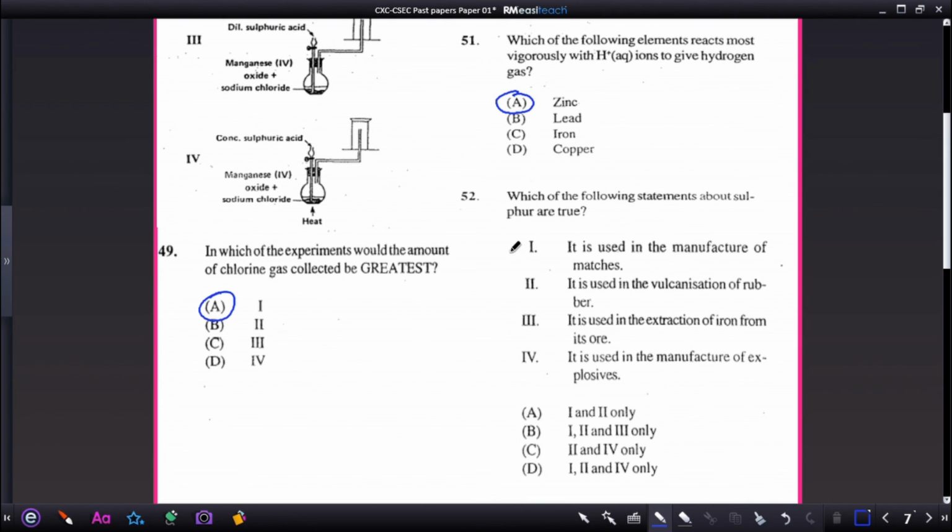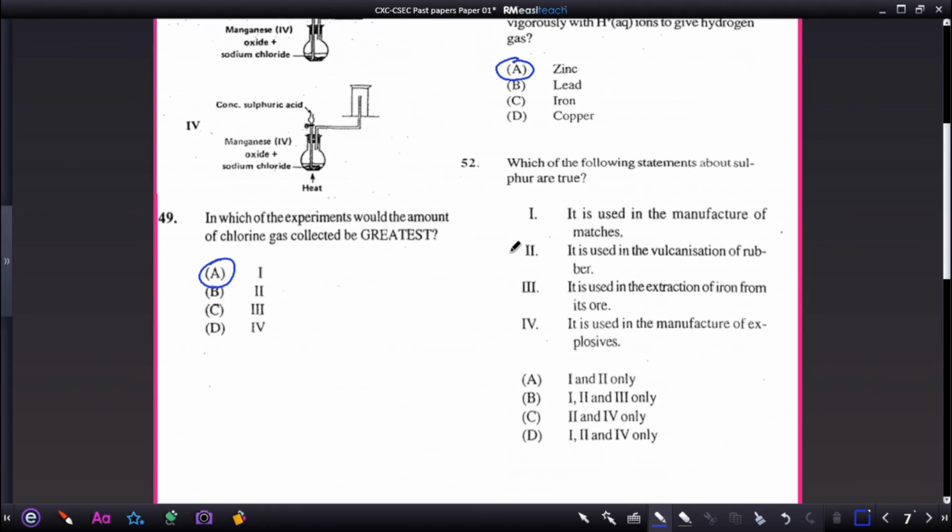52. Which of the following statements about sulfur are true? It is used in the manufacture of matches. That's true. It is used in the vulcanization of rubber. That's true. It is used in the extraction of the iron ore. That's not true. Lime, coke, and so forth. No sulfur is used in the iron ore. And 4, it is used in the manufacture of explosives. That's true. So it's 1, 2, and 4. So that's D.